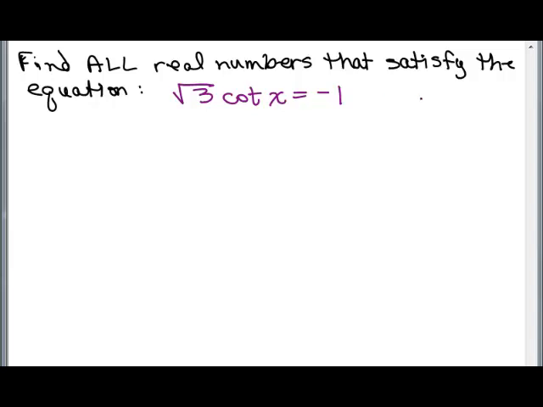Find all real numbers that satisfy the equation square root of 3 cotangent of x equals -1. So we're finding all real numbers. Remember, we're going to be thinking in terms of radians. All right, so we notice this has just one trig function. It's the cotangent of x. So let's solve for that by dividing both sides by square root of 3. So that's step 1. Cotangent of x equals -1 over square root of 3.